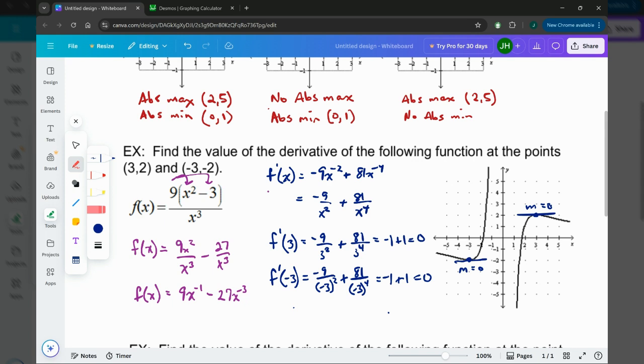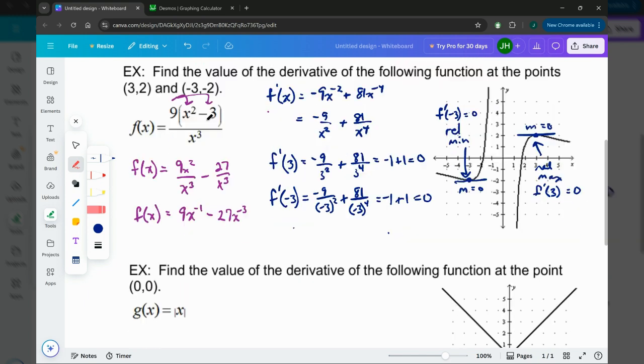So what are we noticing here? I have right here, this is a relative minimum. And at that relative minimum, the derivative is 0. The derivative at negative 3 was 0. Notice here I have a relative maximum, but the value of the derivative at 3 was 0. So maybe, just maybe, I can make a conjecture here that if I have a relative max or a relative min, maybe the derivative is supposed to be equal to 0. Well, let's keep going here and see what happens.